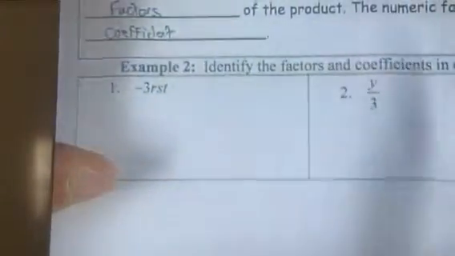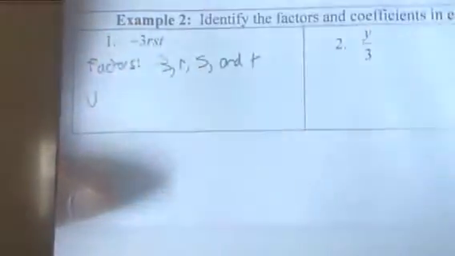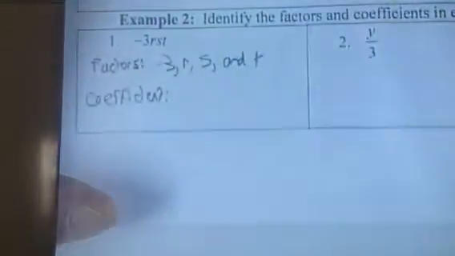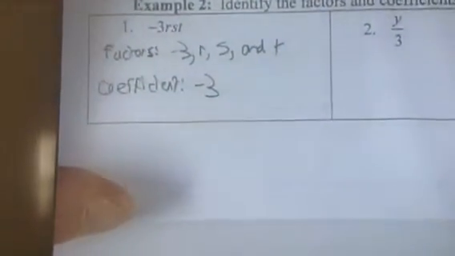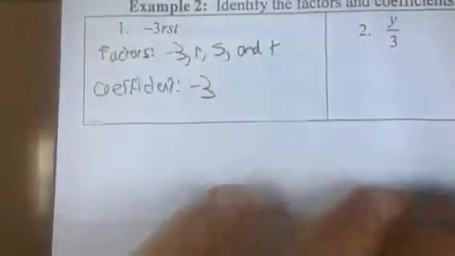Identify the factors and the coefficients in each expression. The factors are just all of the things that are being multiplied together. So your factors are -3, r, s, and t. All of those are factors. Your coefficient is the numeric part, or the number part. So the coefficient here is just -3. It's the number being multiplied by your variables. So your factors are all of the things being multiplied. Your coefficient is -3.